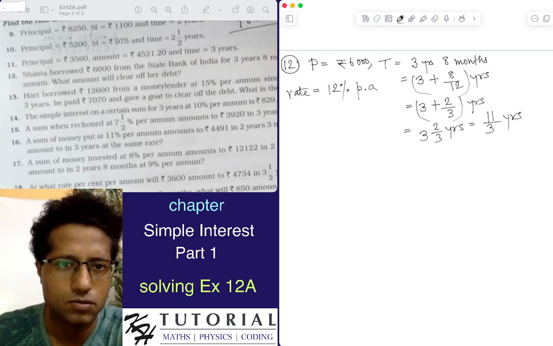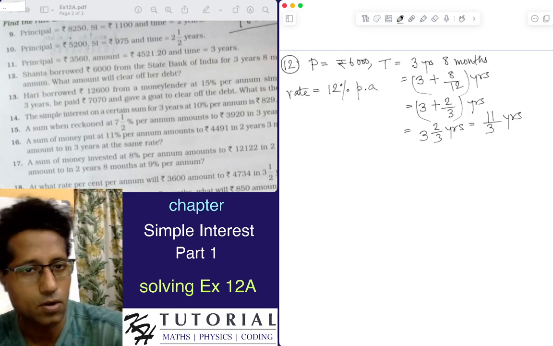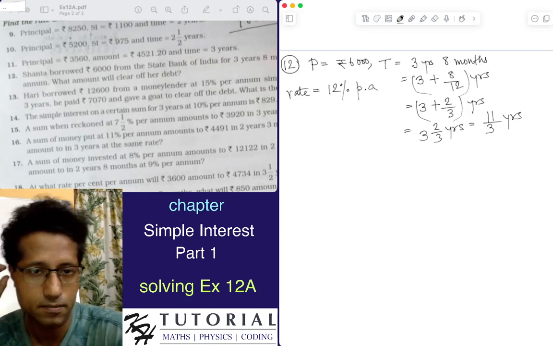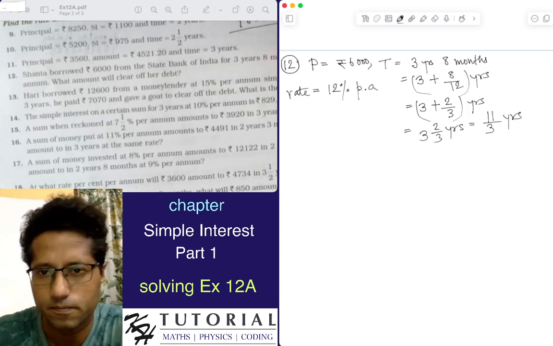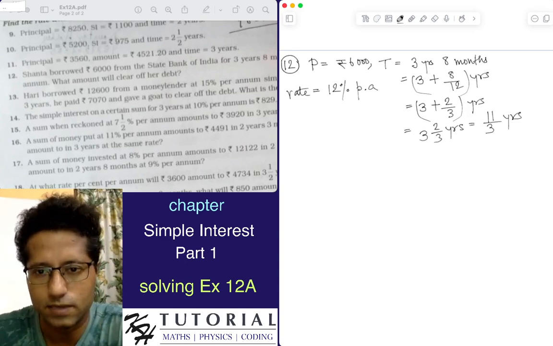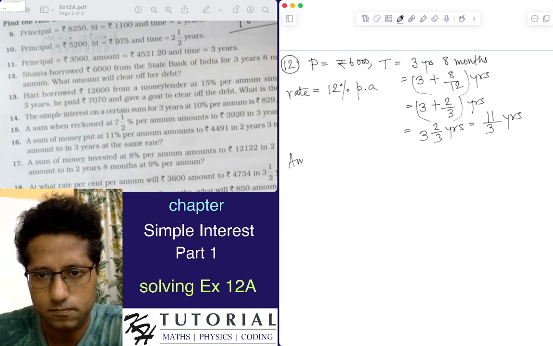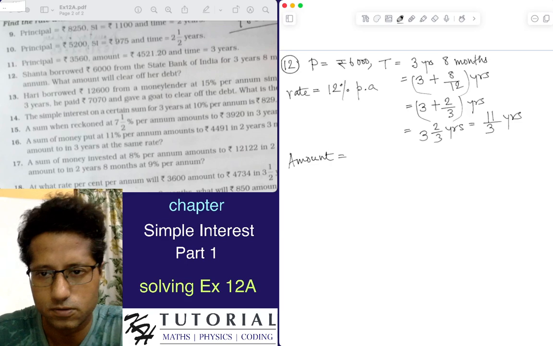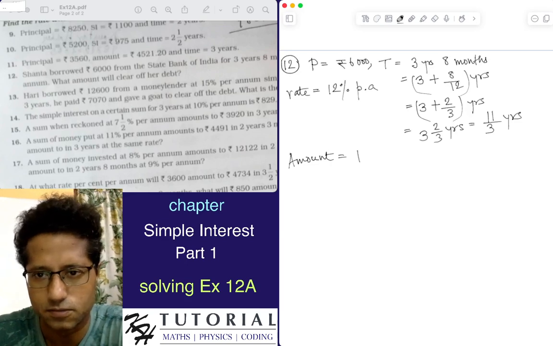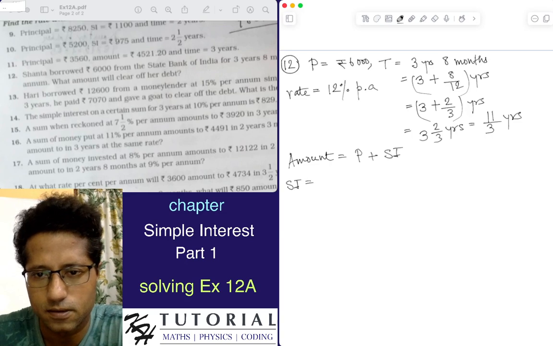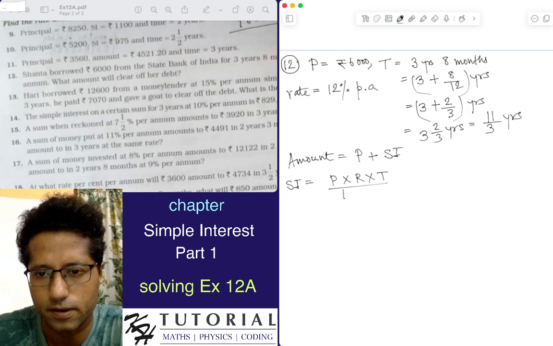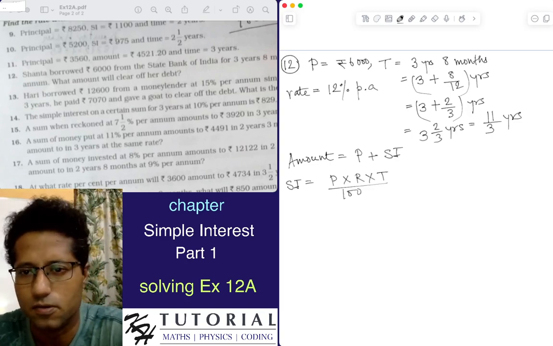Now what amount will clear off her debt? What amount will clear off her debt means what amount she has to pay finally, the total amount. So it is asking the amount. Okay, so we know that amount equals the sum or principal, which is P, plus the SI. Now we have to find the SI. Now what will be SI? SI is P into R into T divided by 100. This much amount, rupees, I am ignoring the rupee symbol.